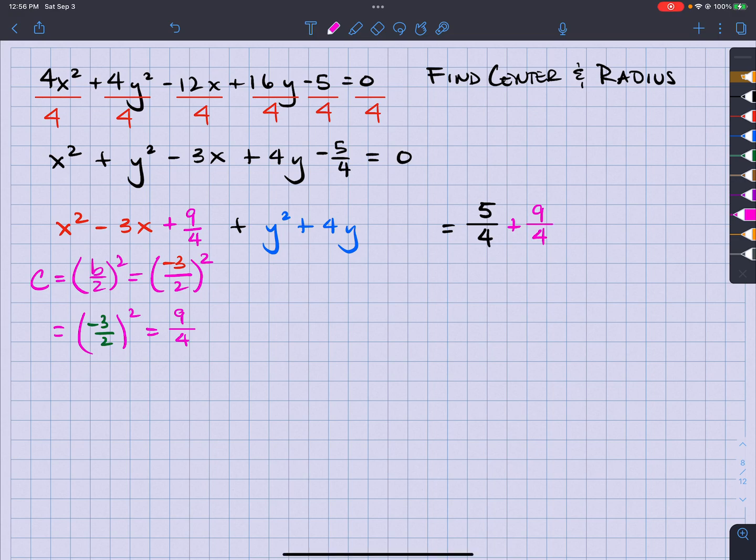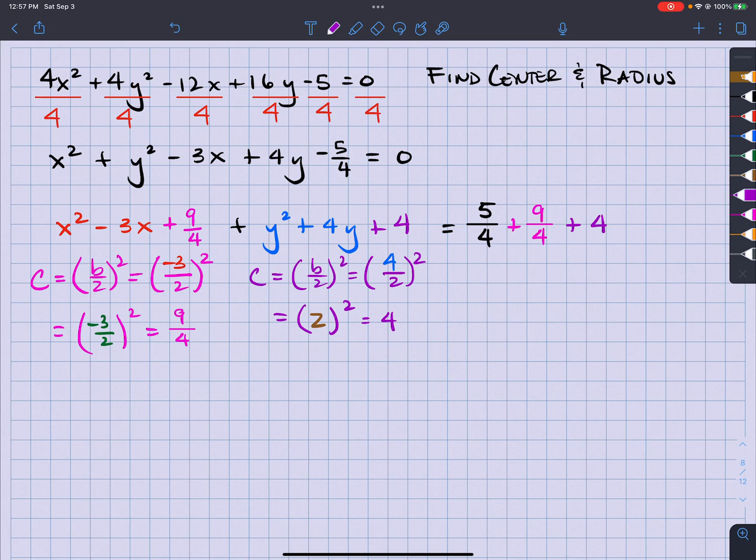Now for the y's, I have to find a new c as well. So that's also b divided by 2 squared, which is equal to 4 divided by 2 squared, which is 2 squared, which is going to equal 4. So I'm going to have to add 4 to both sides.